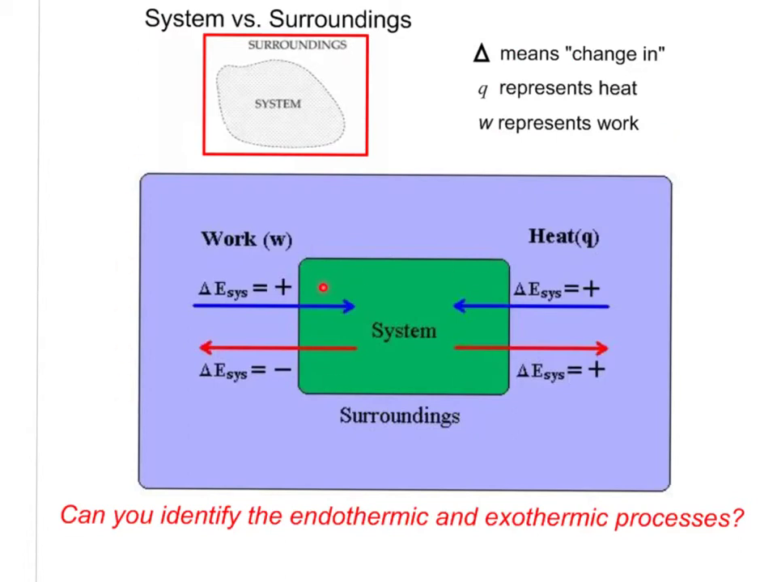The part of the universe that we're considering and thinking about, surroundings or everything else. If we look at this system, and the change in the energy of the system is positive because we're putting work in. This arrow represents work that is being put into the system. Therefore, the delta E for energy of the system is going to be positive. Likewise, if we put heat into our system right here, the change in the energy of that system is going to be positive. It will be increasing in energy.